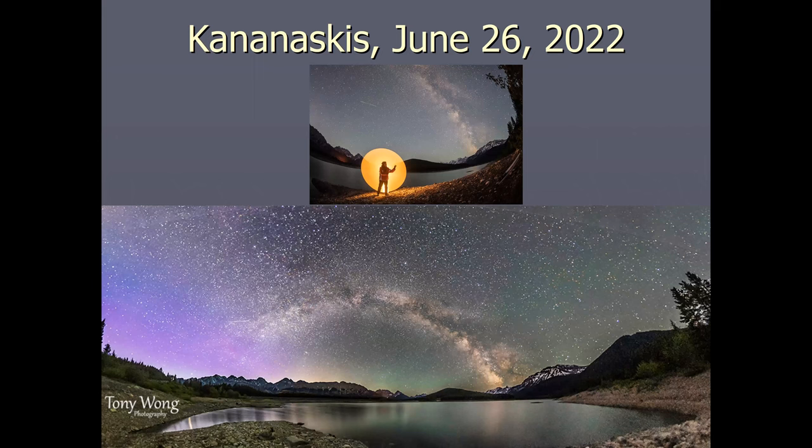Now, these pictures were taken at Kananaskis in June. Remember, June is the best time because we get to see the most beautiful part of the Milky Way, the core. So this is the core of the Milky Way. And then when I'm tired of taking pictures of the Milky Way, I do light painting under the Milky Way. And I got lots. I spent the whole night doing all kinds of fun stuff under the Milky Way.